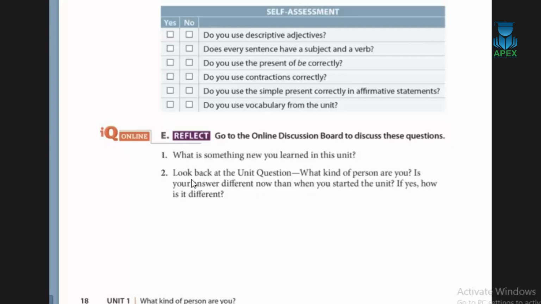Number 2. Look back at the unit question. What kind of person are you? Is your answer different now than when you started the unit? If yes, how is it different?